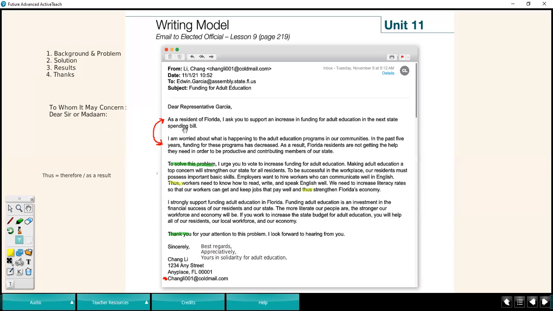Now, you'll notice that the subject line, funding for adult education, there's no foreword, there's no reply, and this is a clear indication to the reader what this is going to be about. And then the greeting is very respectful. Okay, it's very formal. Dear Representative Garcia, again, this is an elected official. If it's a dean or if it's a landlord, if you know their name, you can put their position, representative, landlord, and their last name.